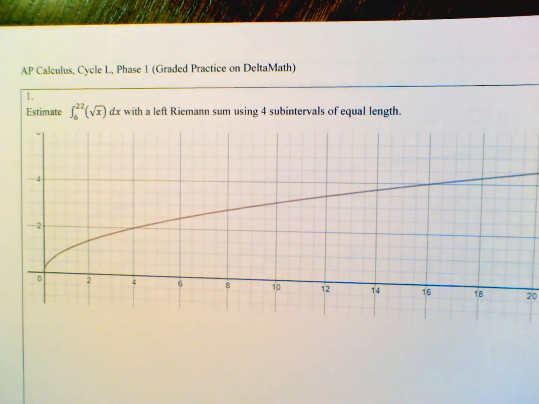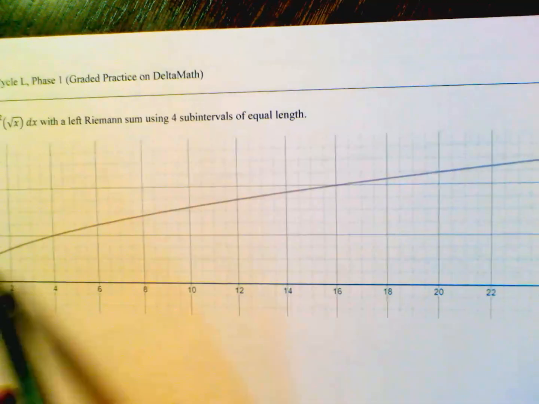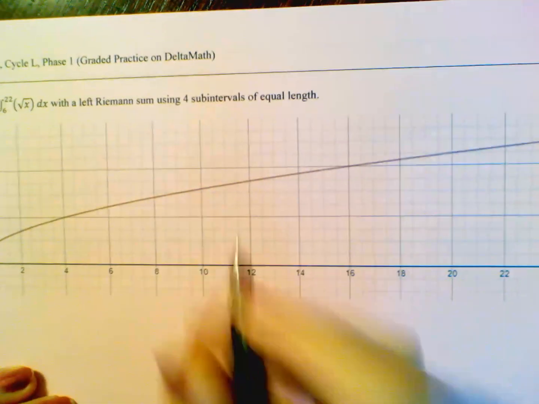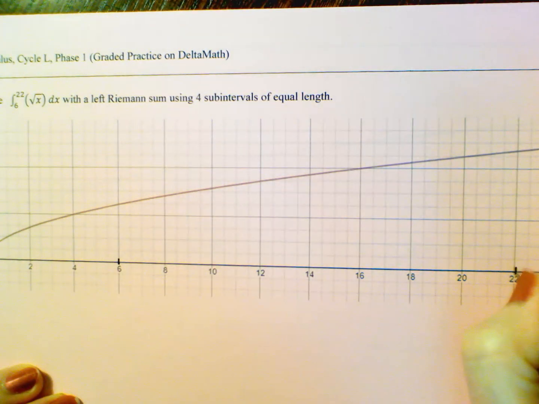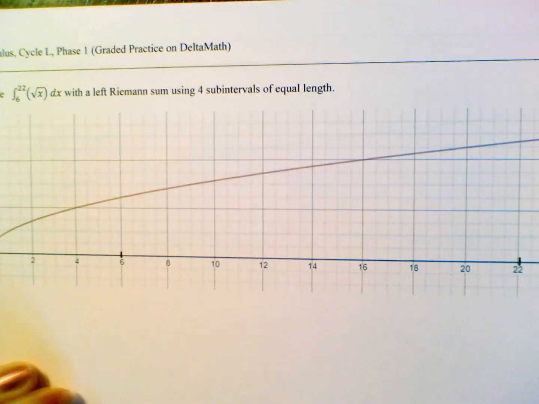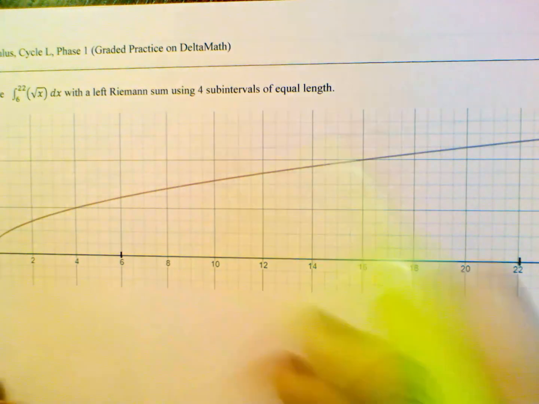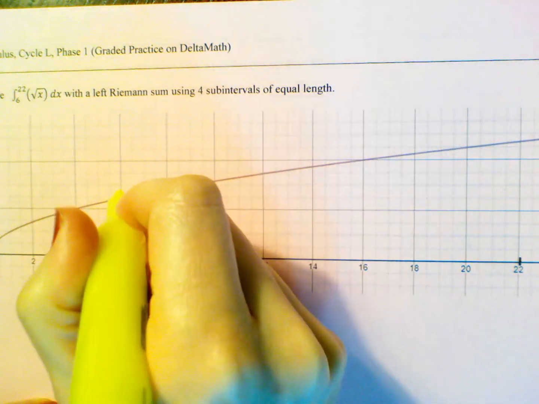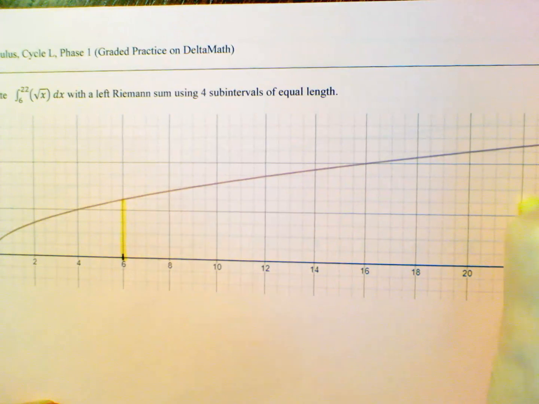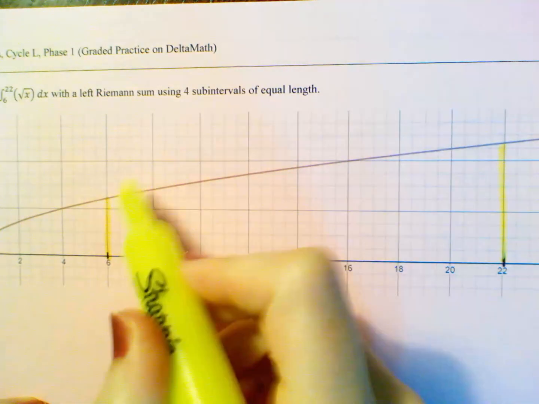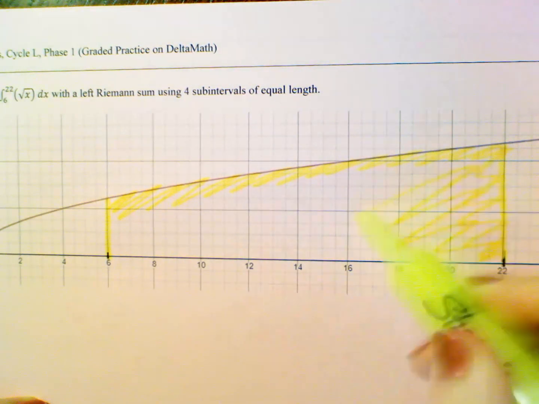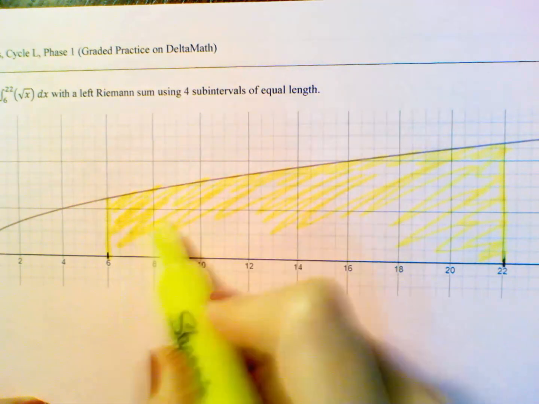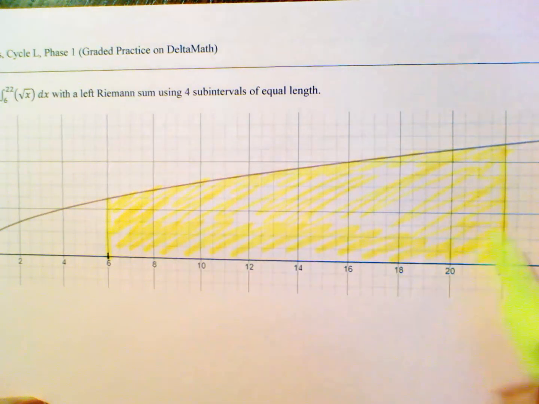So from 6 to 22, I've given you the graph of radical x, and they want the area under the curve from 6 to 22, all right? So guys, the area under the curve from 6 to 22 is this. It is this exact area. So the integral itself is this exact area.